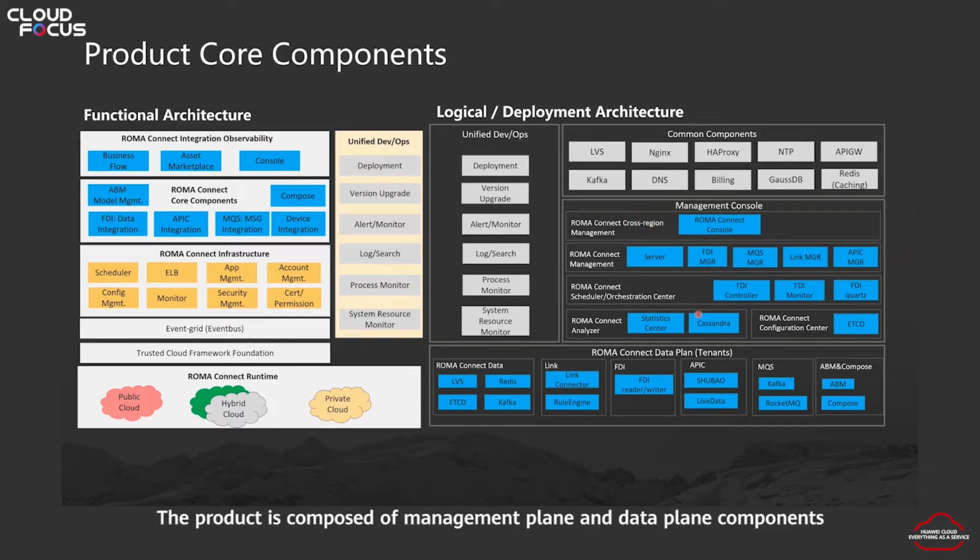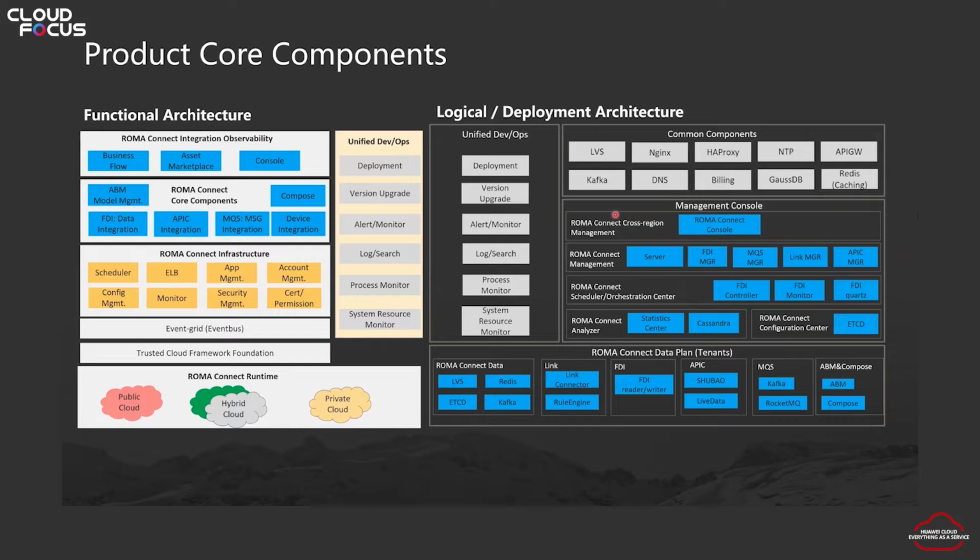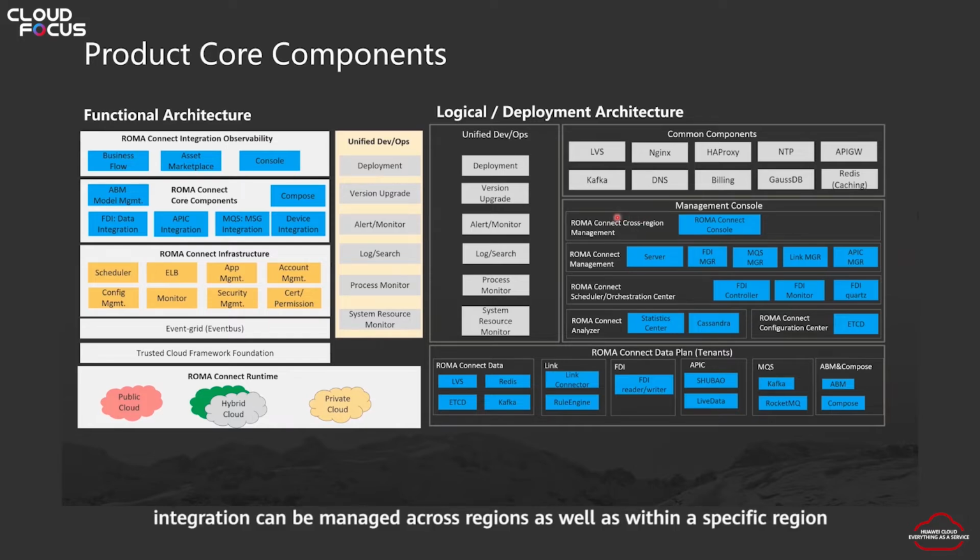The product is composed of a management plan as well as the data plan components. The management plan manages, orchestrates the integration of tenants use cases, and data plan provides runtime integration capability and the tools for tenants to integrate. Using the global management capability, integration can be managed across the regions as well as within a specific region. So these components utilize the microservices architectures for ease of deployment and a small footprint.